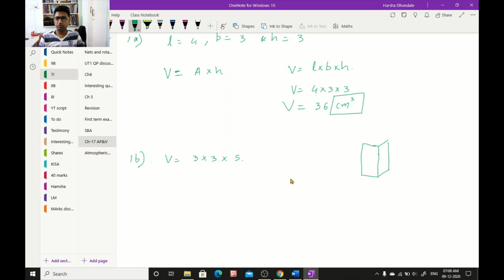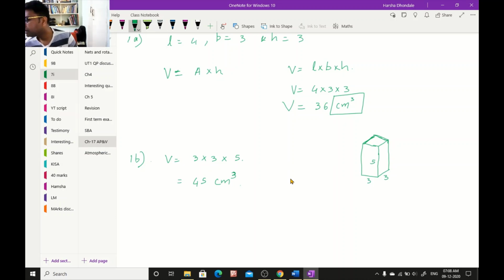The diagram is somewhat like this in your textbook. Okay, and then this is 3, this is 3, and the height is 5. So volume is equal to length into breadth into height, 3 into 3 into 5. 3 3s are 9, 9 5s are 45 centimeter cube. 3 centimeter into 3 centimeter into 5 centimeter gives you 45 centimeter cube. Again, don't forget the units.